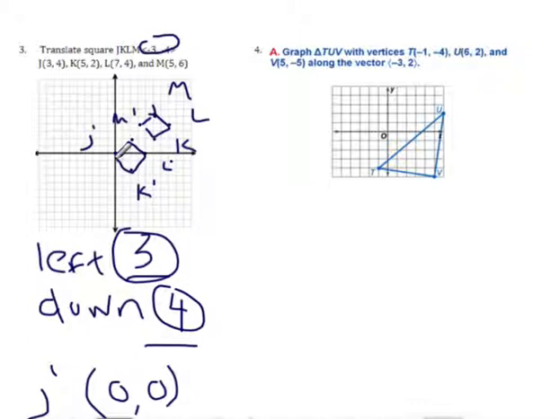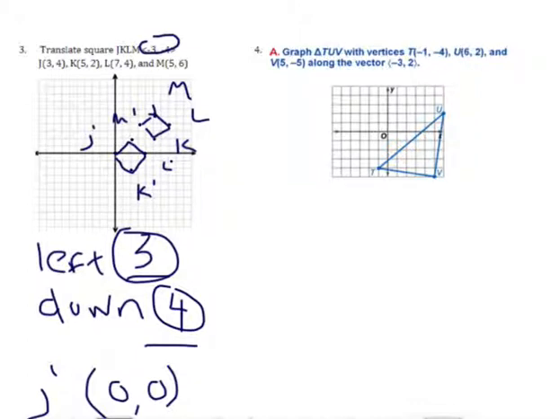Okay? Last but not least, let's take a look at 4. So it says graph TUV with the vertices -1, -4, 6, 2, and 5, -5. So they actually already drew that triangle for us. Now we just need to do the image. So we're going to add the x-coordinate to -3, and we're going to add the y-coordinate to 2. That's how you use that vector.